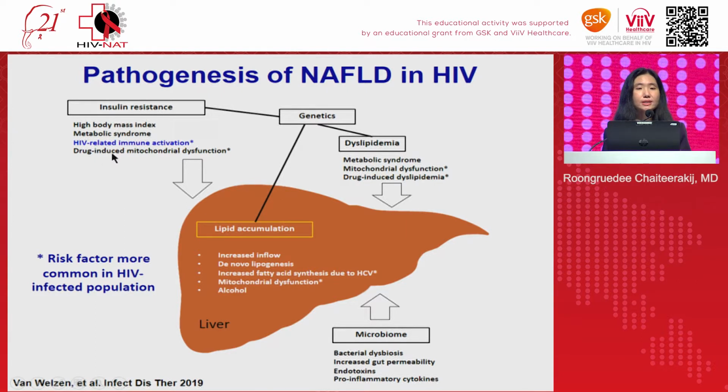One of the reasons that HIV-infected patients get fatty liver is that HIV itself can induce immune activation. When the immune system gets activated, it can cause insulin resistance that results in lipid accumulation within the liver.